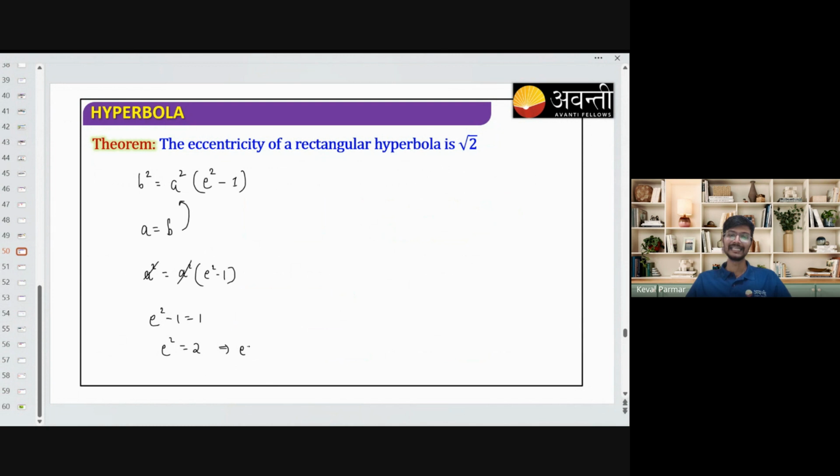This means e is plus minus root 2, but we'll only take the positive value. Why? Because the eccentricity of a hyperbola is greater than 1. That means it's positive. So for a rectangular hyperbola, the eccentricity is root 2. Okay, guys?